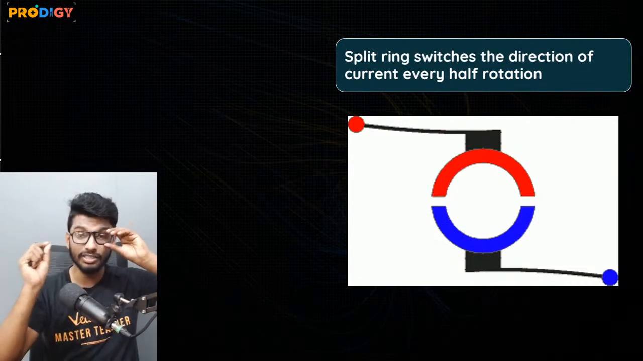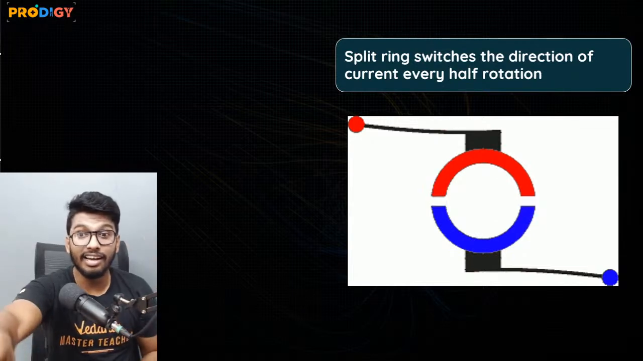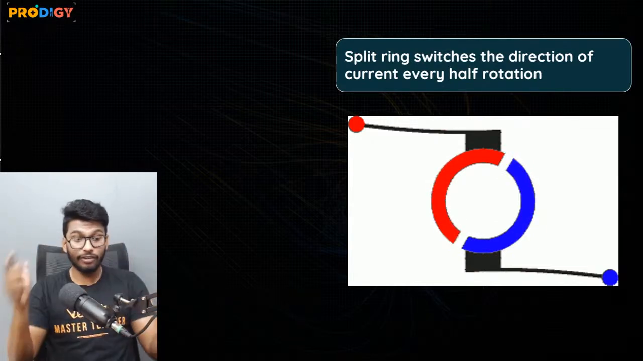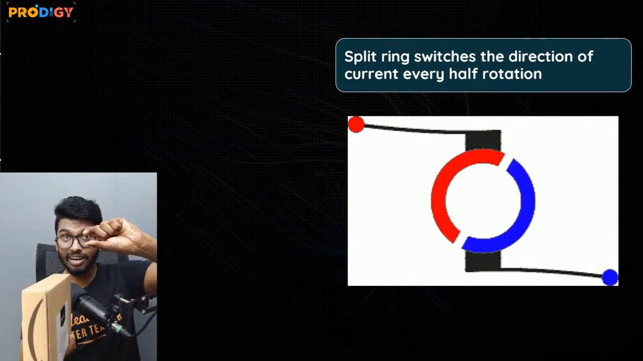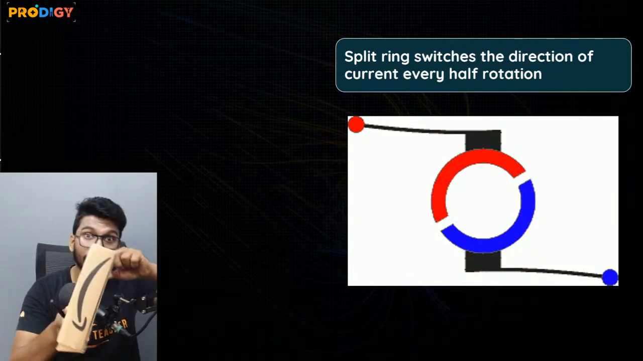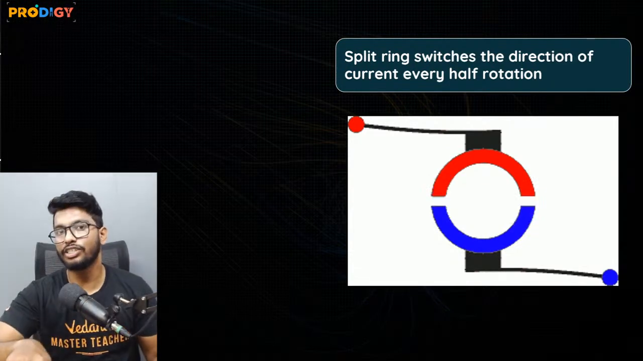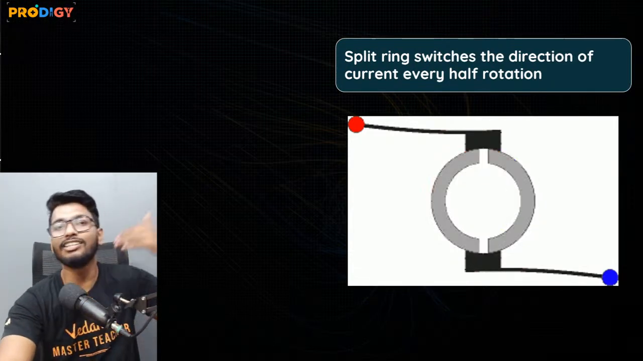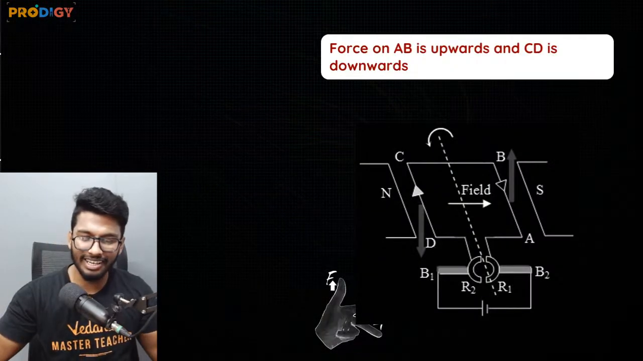But you just need to remember this: initially current is flowing, but once it reaches halfway through, because the split ring is divided in half, there's a disconnection and the current stops flowing, but it already has some momentum. So because of the momentum, it will continue to rotate and complete half a cycle, and it'll continue to do so as long as current is flowing through it. I hope it's clear, people.